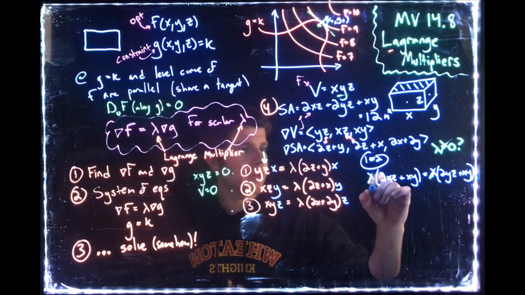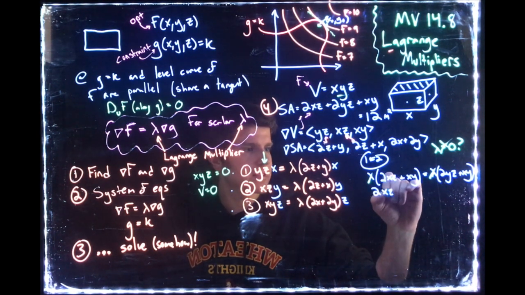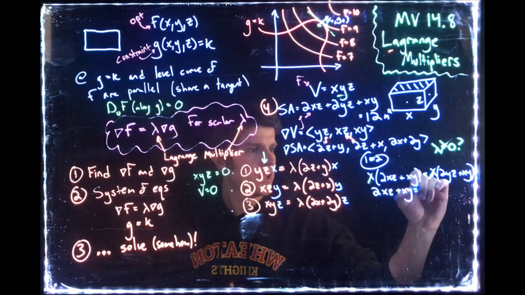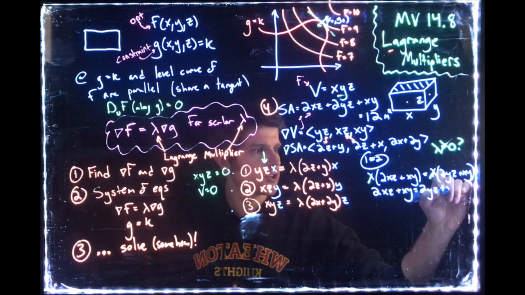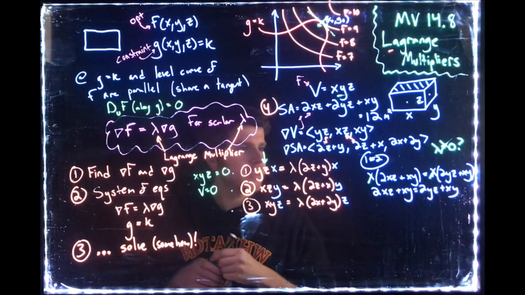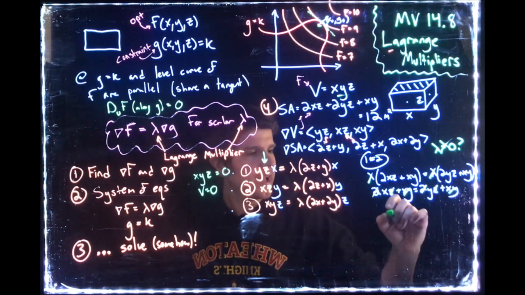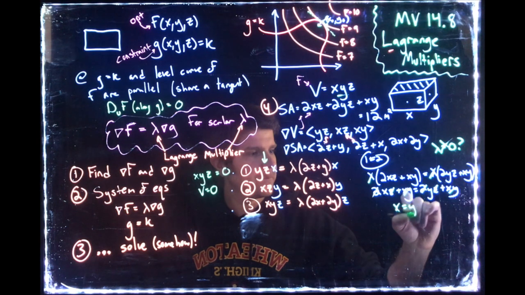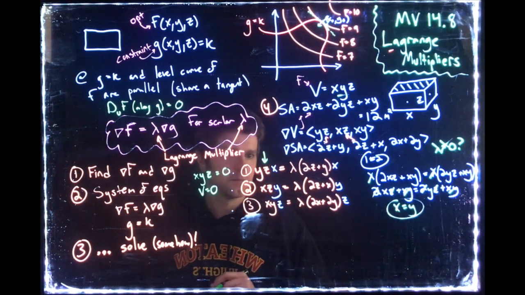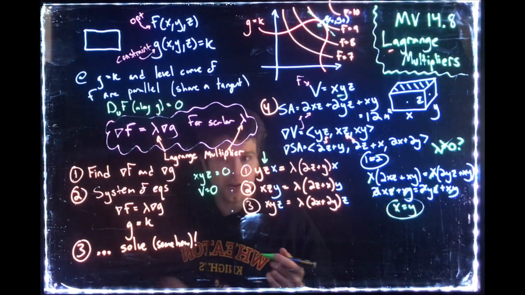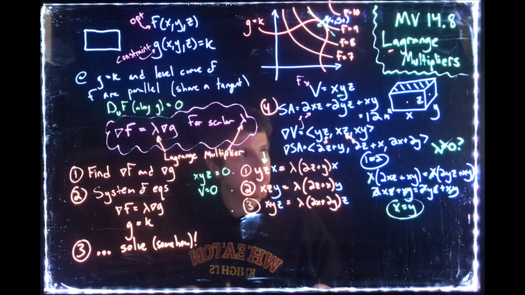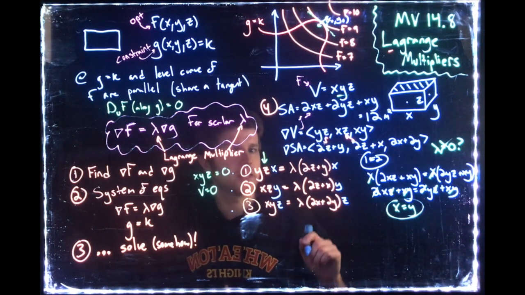So in this case we get 2xz plus xy equals 2yz plus xy. Hey, look, my xy's cancel, my 2's cancel, and my z cancels, and I get x equals y. Awesome. I figured out that x is equal to y, that these two dimensions on my box need to be the same.